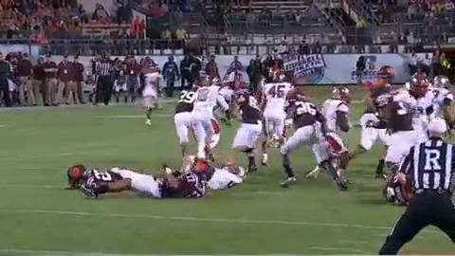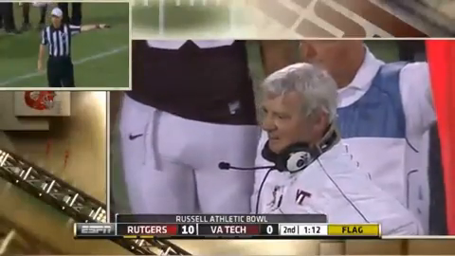Running into the kicker on the defense, number 17. 5-yard penalty, first down.